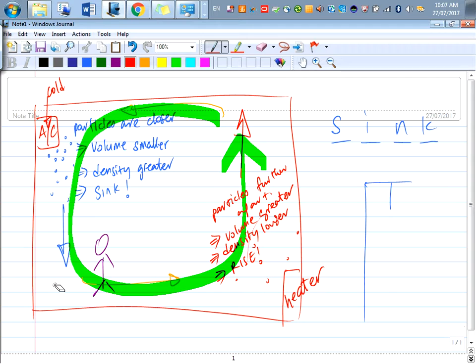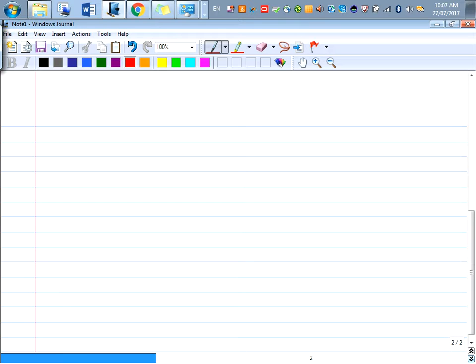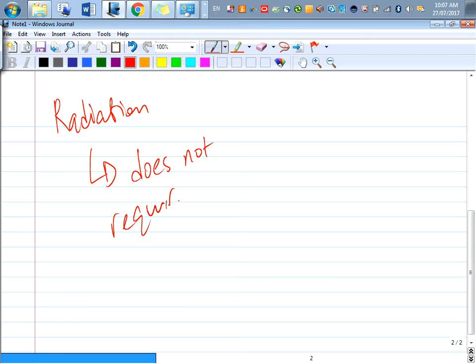Right, so that's an application for your convection. Okay, so the next part that I'm going to be talking about will be, what's the last one? Radiation. Now in radiation, what is the main difference between radiation and conduction and convection? Radiation, the most important concept, does not require a medium. So what is this medium?